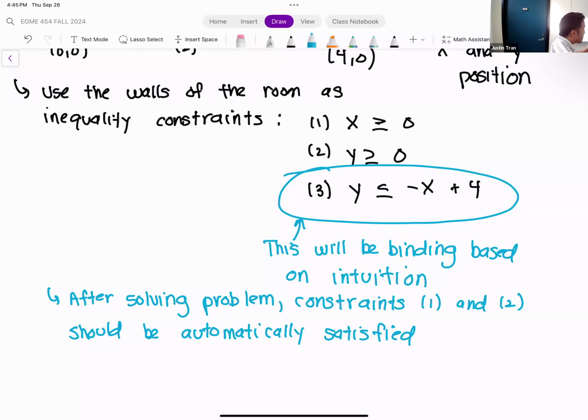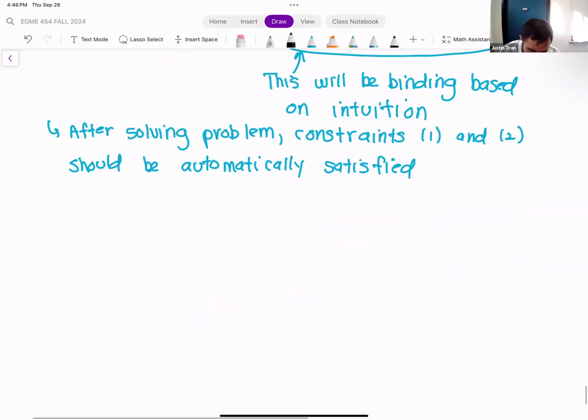Okay, so that's a preview of one of your homework assignments. And so from here, of course, you would have to formulate the objective function and then optimize it and so on and so forth. But hopefully this gives you a little bit of a head start. All right, so let's do another example. And this other example we'll work all the way through. Let's do another example where it's not really clear which of the constraints are going to be binding.